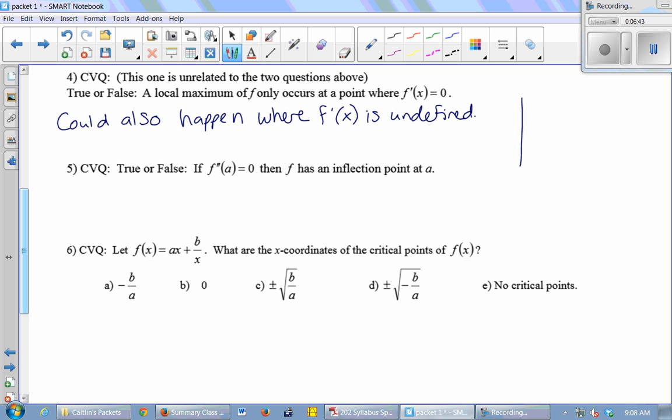Right, so for example, you could have a graph that looks like this. It's got a local maximum right here, but the derivative is undefined there at that corner point.